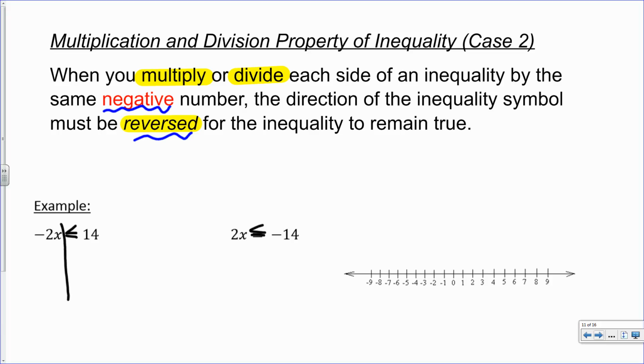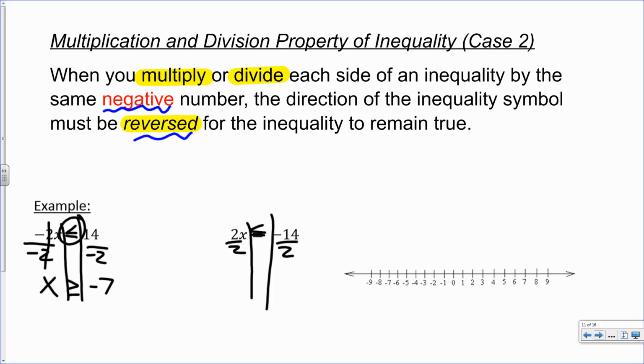Now you draw your teeter-totter, and here I'm dividing by a negative 2. So since I divided by a negative, 14 divided by negative 2 is negative 7, this sign has got to be flipped. So I would flip it the other way. Now over here, I'm dividing by a positive 2. It doesn't matter that the 14 is negative. The only thing that matters is what's with the variable.